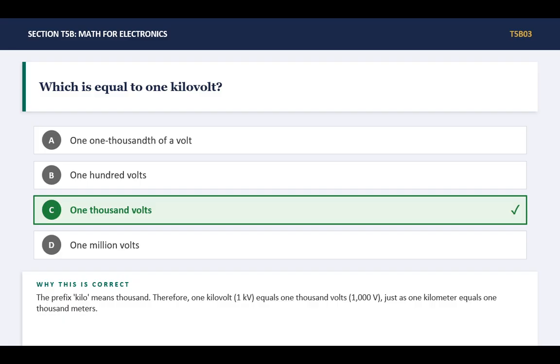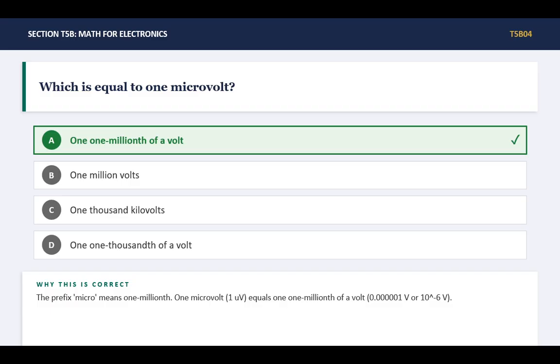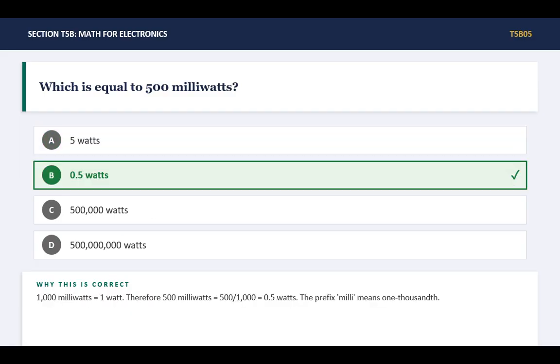C. 1000 volts. So the prefix kilo means 1000. Therefore, 1 kilovolt equals 1000 volts, just as 1 kilometer equals 1000 meters, which is equal to 1 microvolt. A. 1 millionth of a volt. The prefix micro means 1 millionth. 1 microvolt equals 1 millionth of a volt, which is equal to 500 milliwatts.